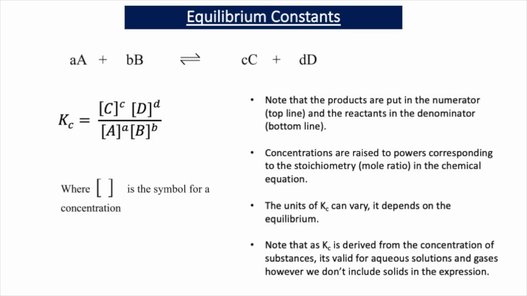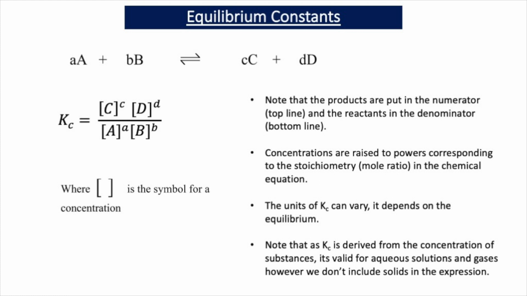So we're now going to look at how we express the equilibrium constant, Kc. If we have an equilibrium A plus B going to product C plus D, Kc is equal to the concentration of the products over the concentration of the reactants, and the concentrations are raised to powers corresponding to the stoichiometry or the mole ratios in the chemical equation.